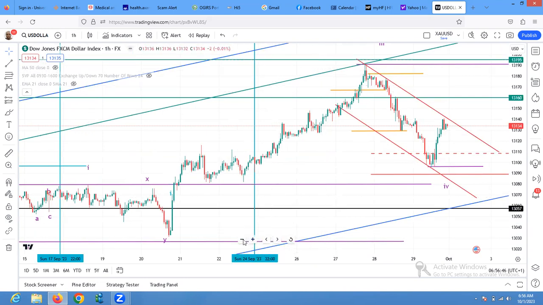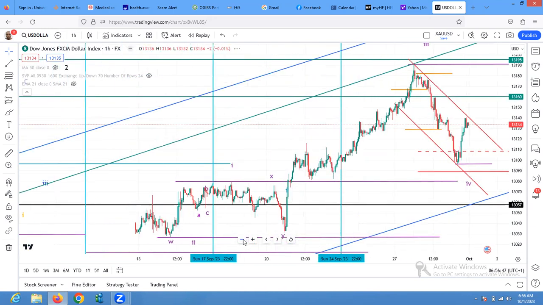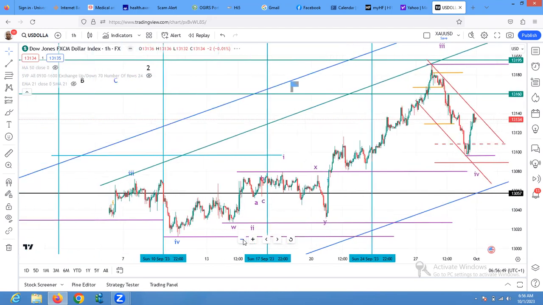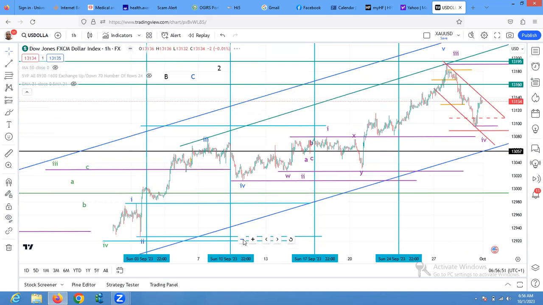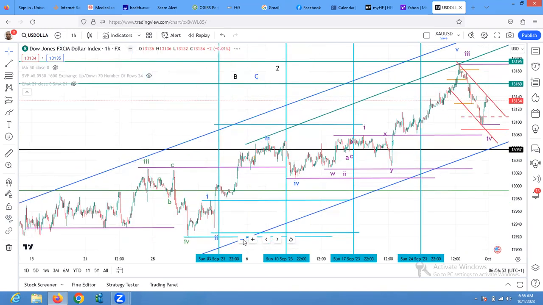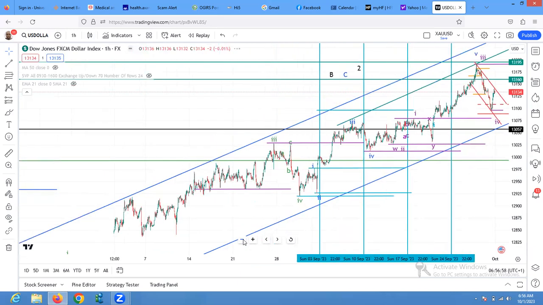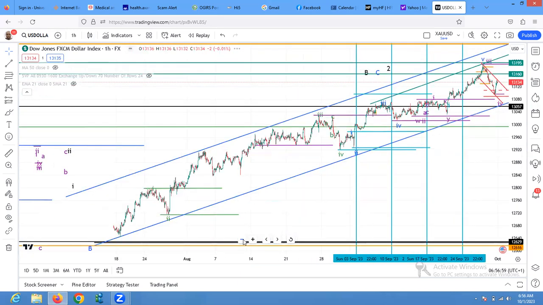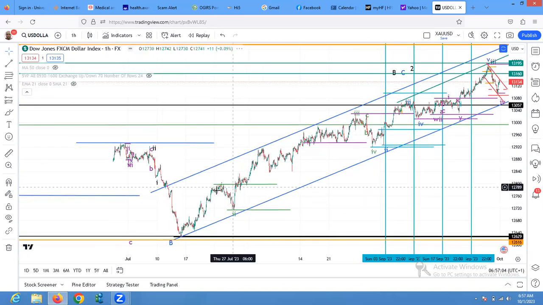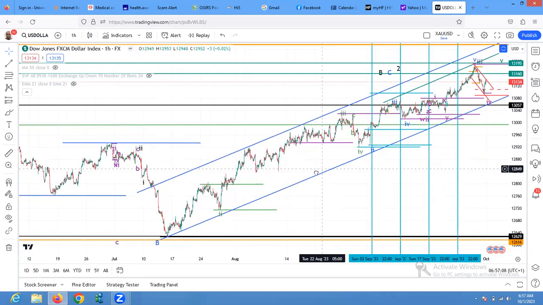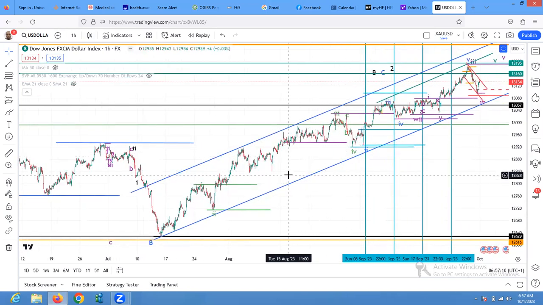Now, on Euro and US dollar index, we are yet to break out of this trend channel now.